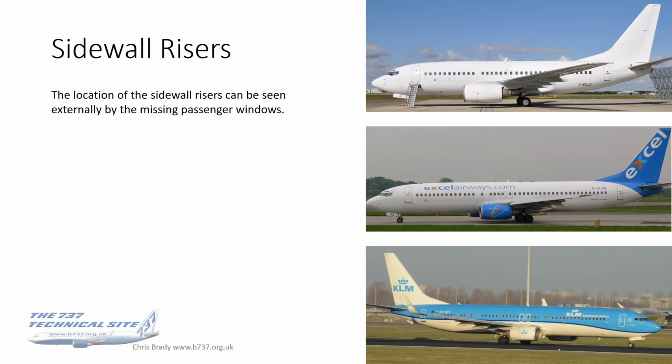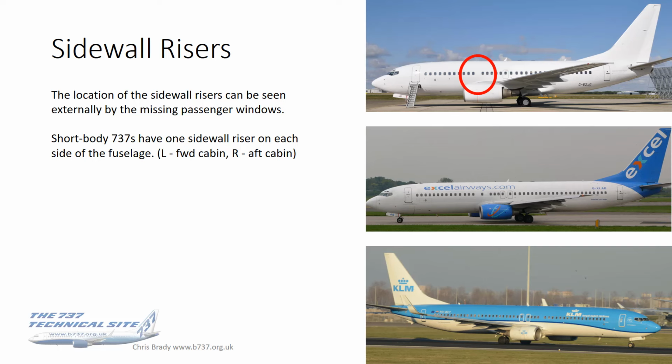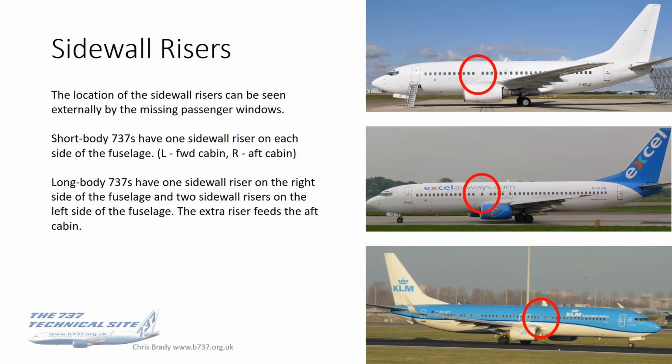So where are those sidewall risers? For those of you that don't know, you can see their location externally because it's where the passenger windows are blanked off. So if you look at these three photos, you can see that short-bodied aircraft have one sidewall riser on each side of the fuselage. And you see I've highlighted the single missing window there on the left-hand side. Long bodies, though, have got two sidewall risers on the left-hand side and one on the right-hand side.